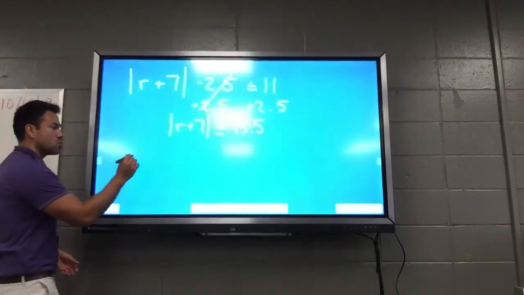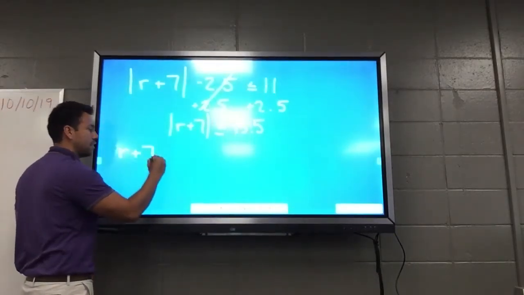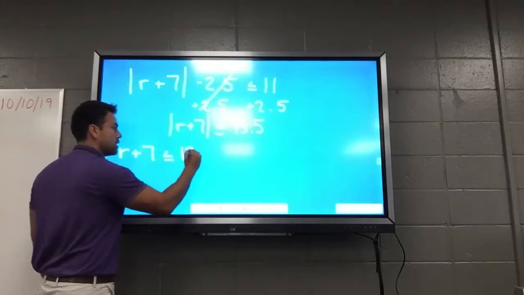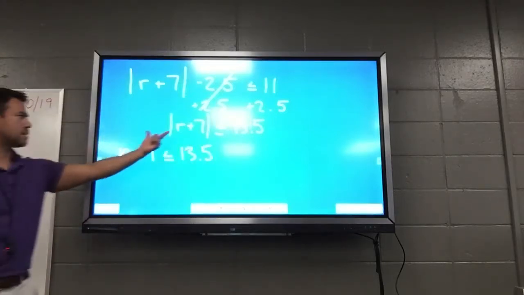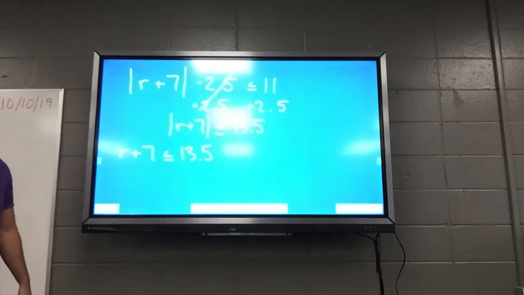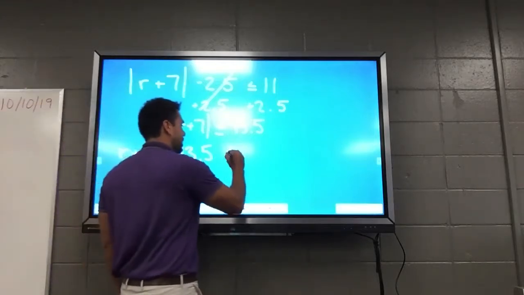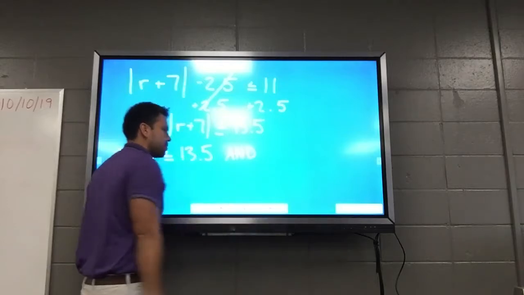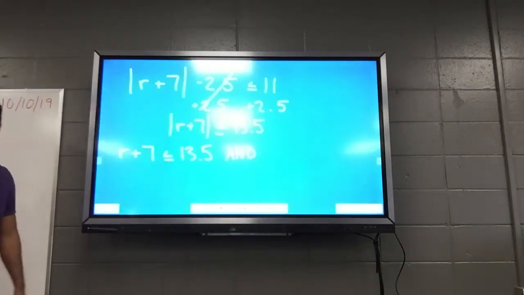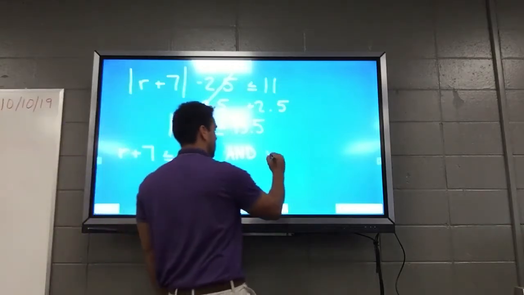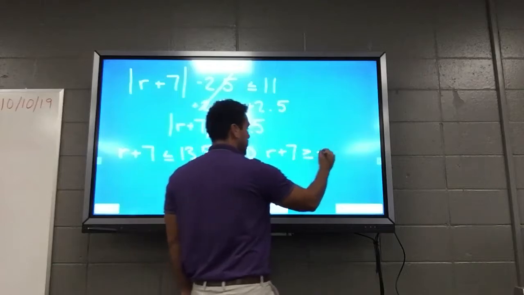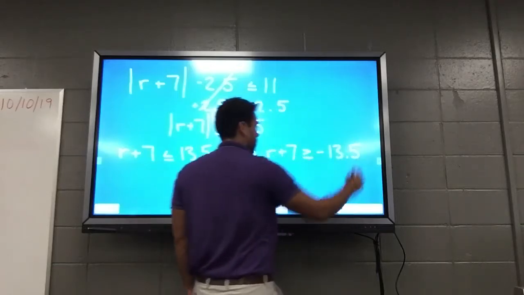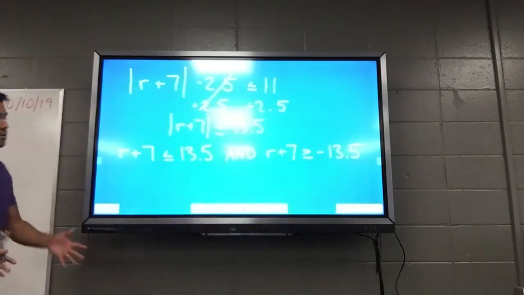So here's my first one. R plus 7 is less than or equal to 13.5. So just the way it was written, except I dropped those absolute value signs. Then the word and. And what's the second inequality? Be super careful with this, Nelson. R plus 7 is greater than negative 13.5. Greater than or equal to negative 13.5. All right, that's it. Solve them.